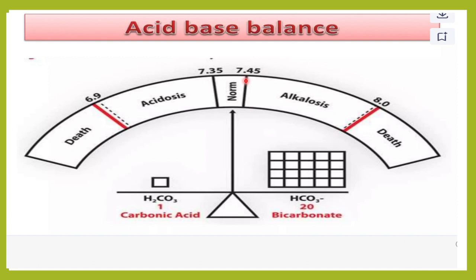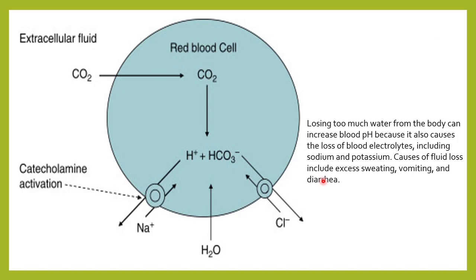It is mostly alkaline. So whenever there is a disturbance of this acid base balance, there are a lot of problems in the body, and this acid base balance is due to a balance between the carbonic acids and the bicarbonates. So this carbonic acid and the bicarbonates are all maintained by the electrolytes in our body. You can see the sodium here.